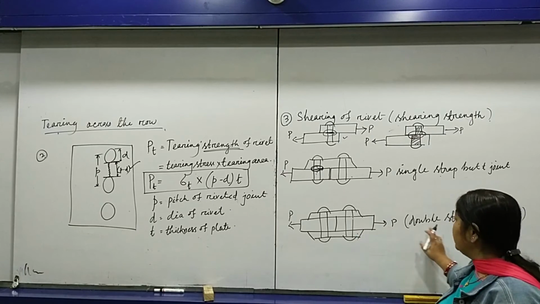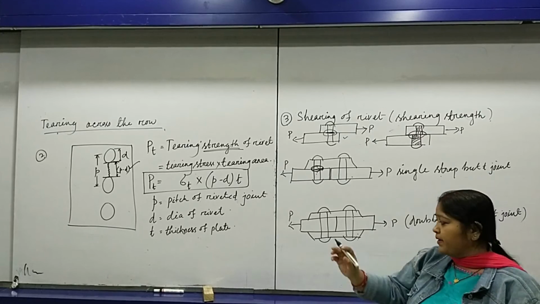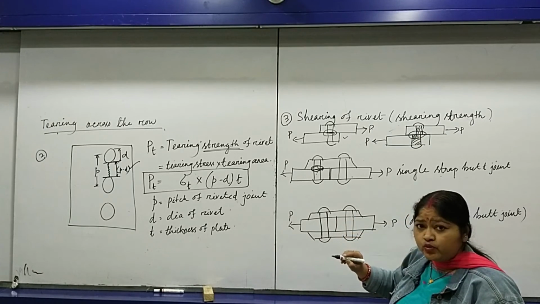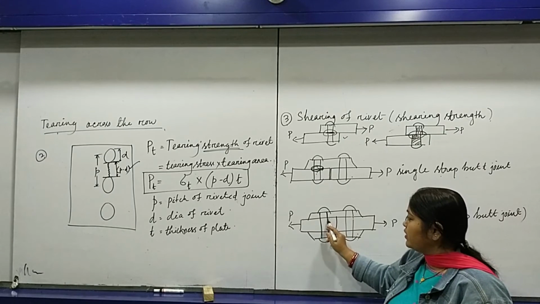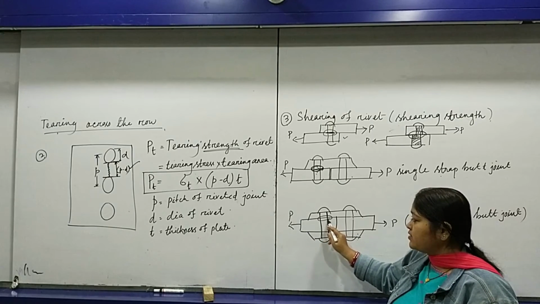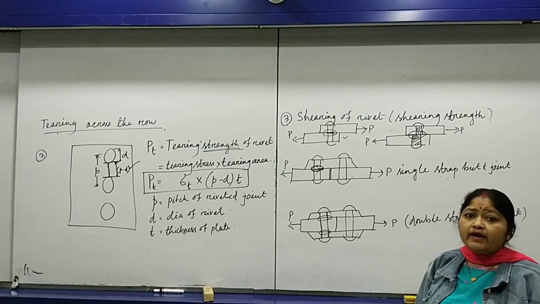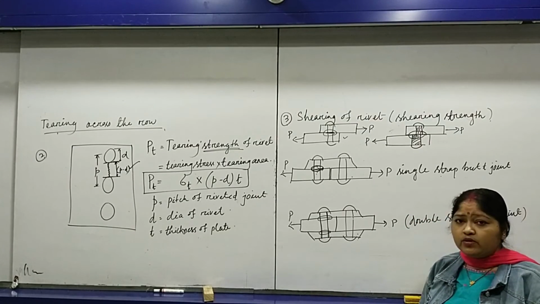Okay, but in a double strap butt joint, what happens? In a single rivet, at two surfaces, the shearing will occur. Shearing will occur at this surface as well as at this surface. Right? At two surfaces, the shearing will occur.